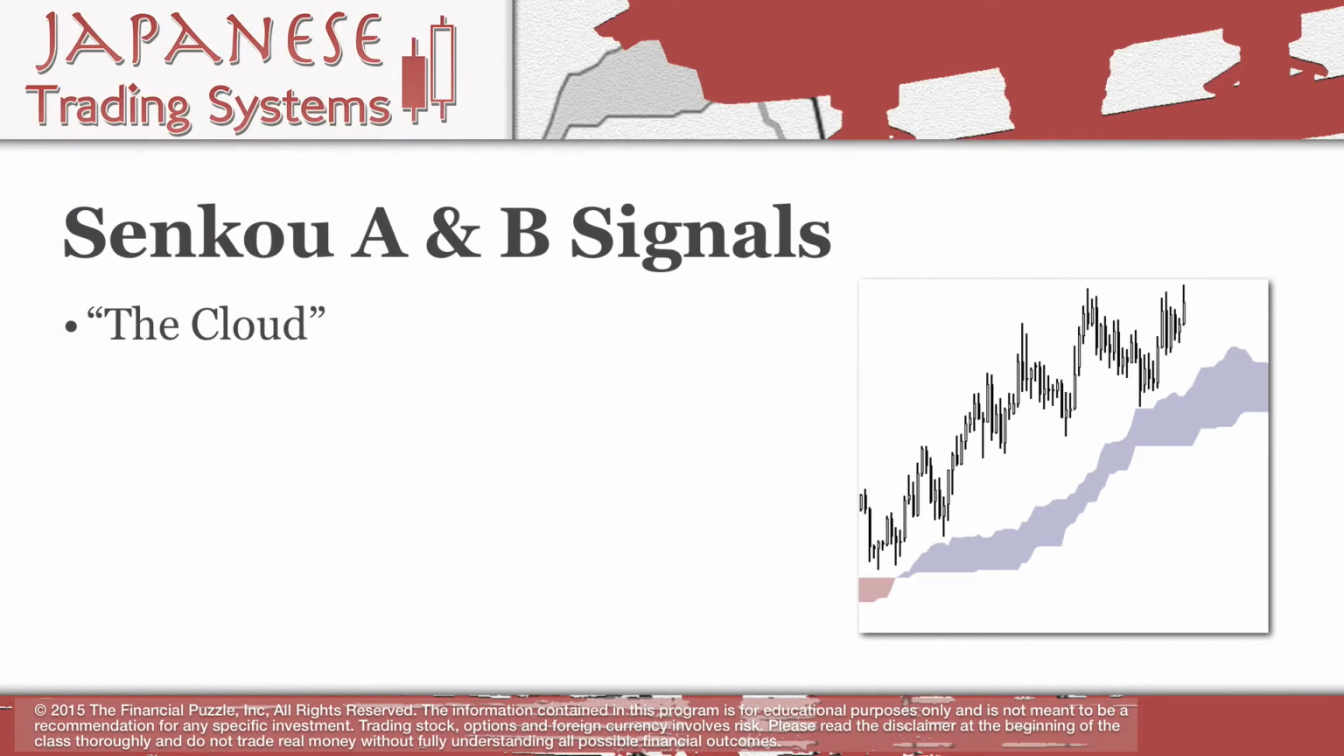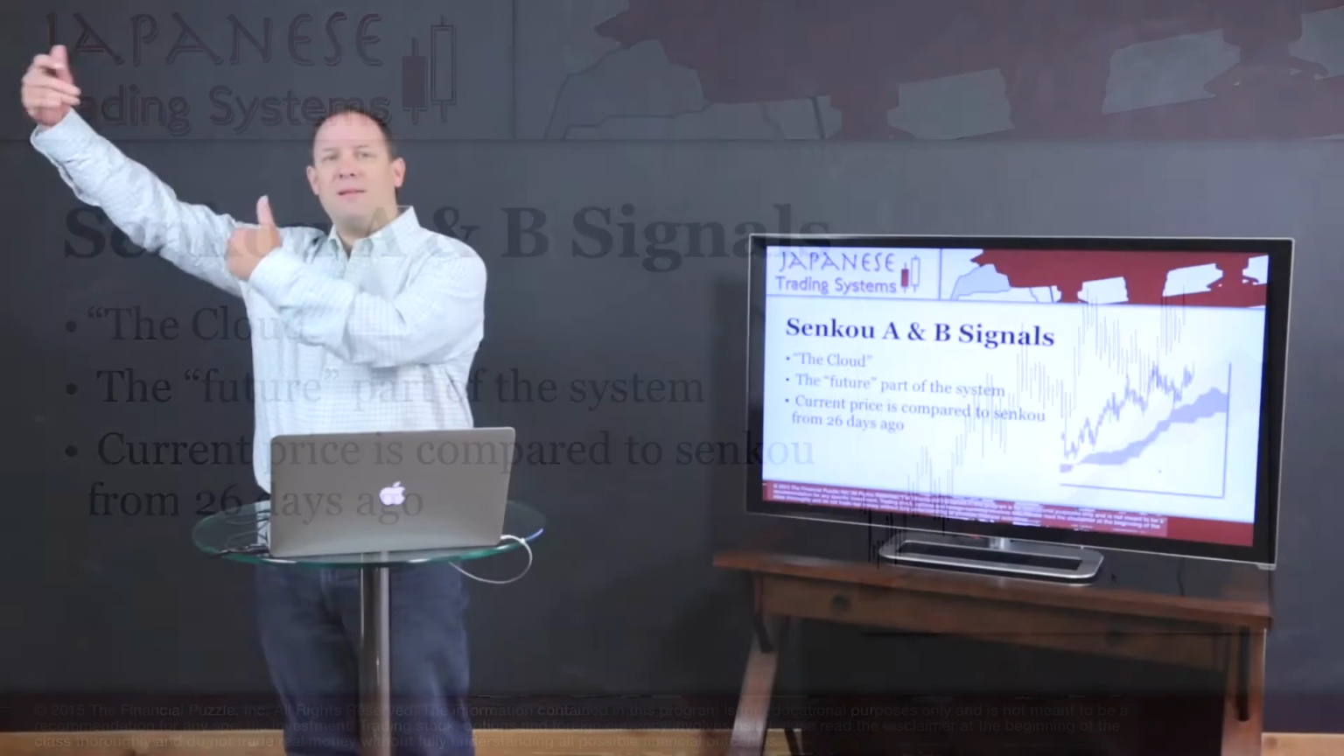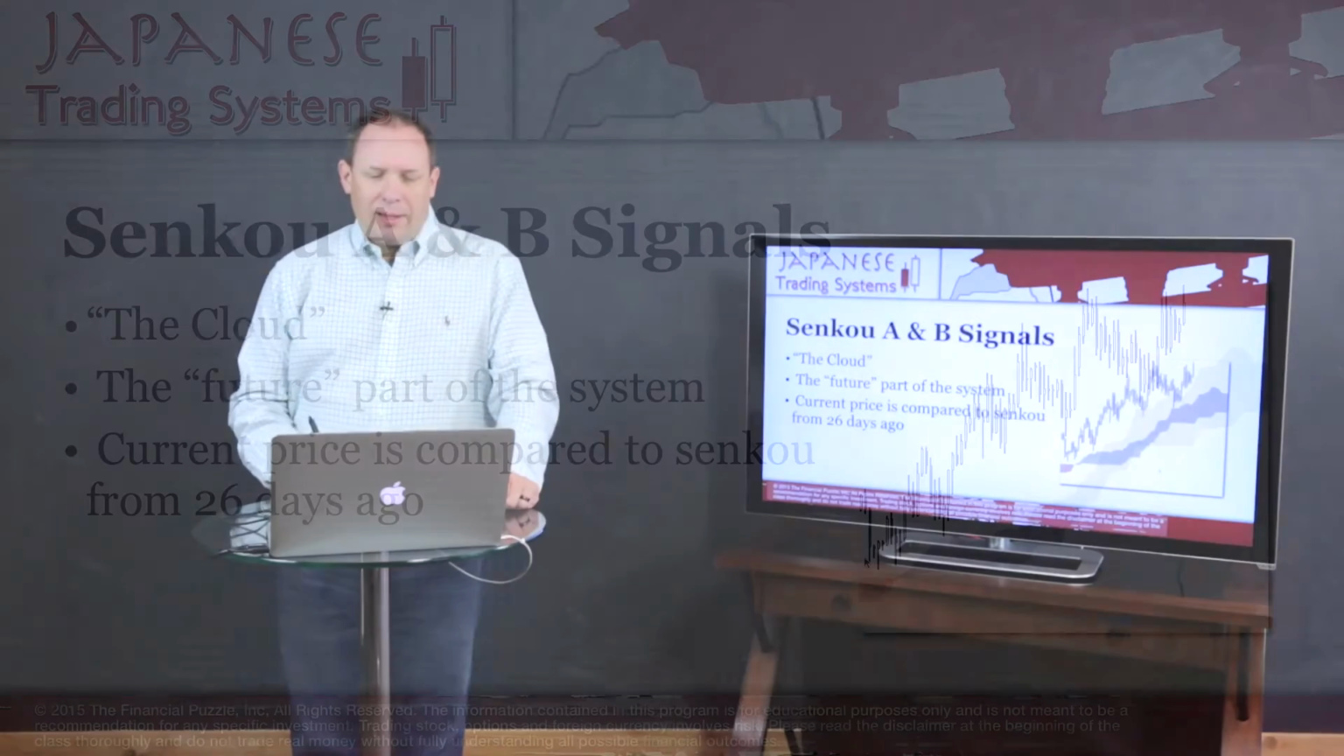Let's get started, and I want to start with the future component. That is the Senkou A and Senkou B components. These are the components that we consider the cloud part of the Ichimoku system. So remember, this is called the cloud. This is the future part of the system. In other words, the information we get from the cloud gives us some forecasting of what we expect to be happening at some point in the future.